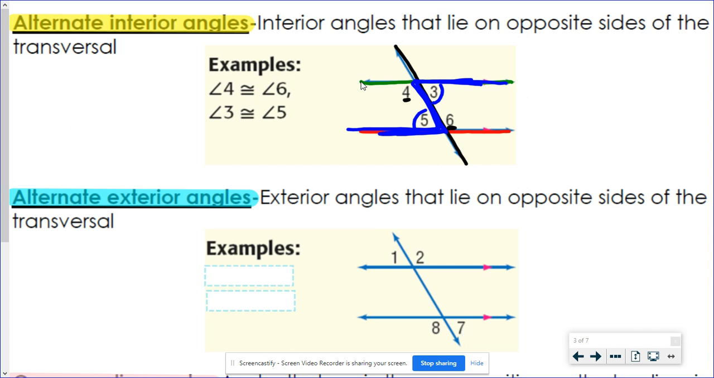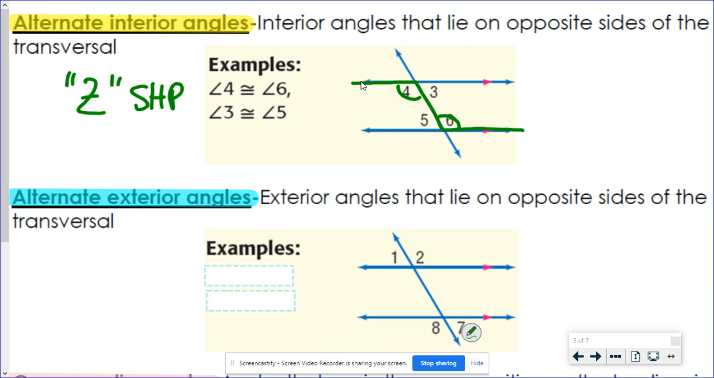Now, I can also draw that same Z shape. It just doesn't look quite as obvious for 4 and 6. So I'm going to the right, down the transversal, keep going to the right. 4 and 6 are in the corners of that Z. So I want you to add to your notes, it's a "Z" shape. And I'm putting it in quotes because it's not an actual letter Z, but that's the shape that we're looking for.